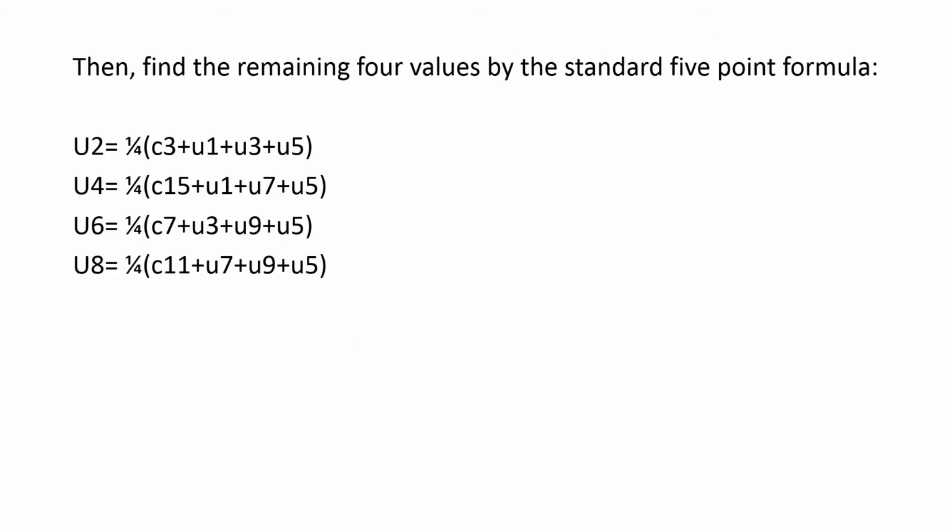Then, finding the remaining 4 values by the standard 5-point formula: U2, U4, U6, U8. U2 is equal to 1 by 4 into C3 plus U1 plus U3 plus U5. U4 is 1 by 4 into C15 plus U1 plus U7 plus U5. U6 is equal to 1 by 4 into C7 plus U3 plus U9 plus U5. U8 is equal to 1 by 4 into C11 plus U7 plus U9 plus U5. So these are the formulas to get the values for U1 up to U9.